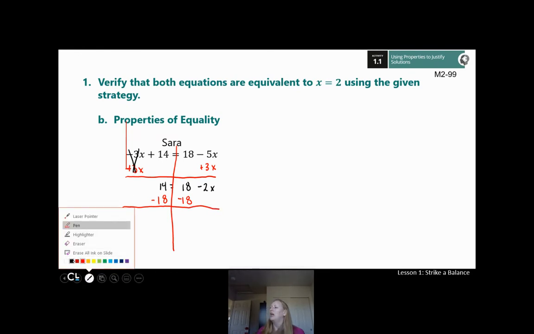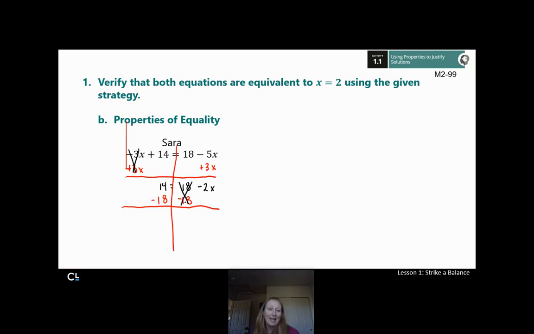There's my other color. So the 18s die off. That was a positive 18, so I'm going to subtract 18 to kill it. 14 minus 18 is a negative 4, and that equals a negative 2x. Do watch those negatives. They're so tricky. Notice that was a positive 18, so I had to subtract 18 to get rid of it.